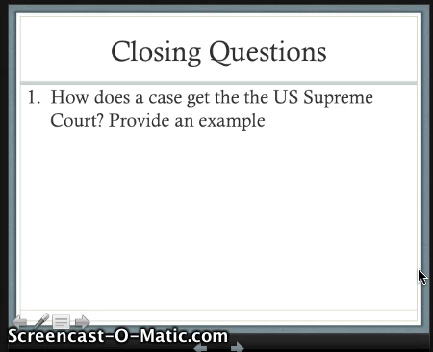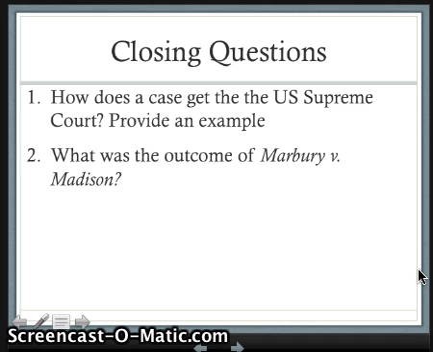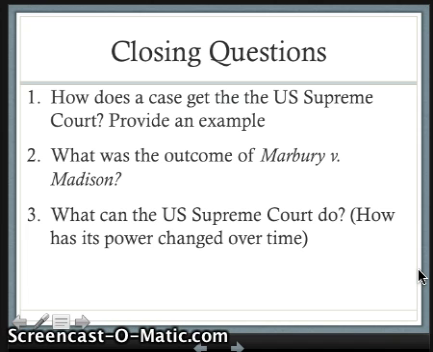And closing questions. How does a case get to the U.S. Supreme Court? What is the outcome of Marbury versus Madison? And what can the U.S. Supreme Court do? How has their power changed over time?